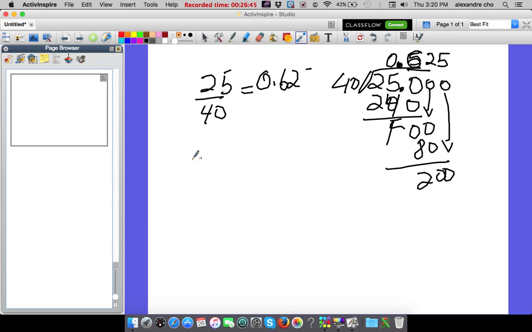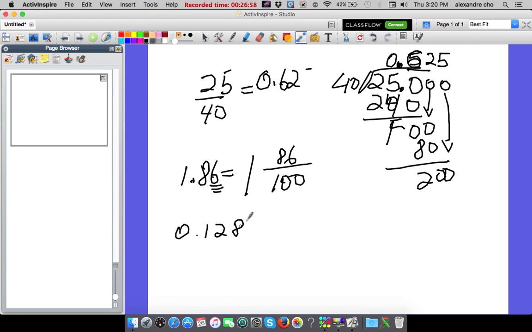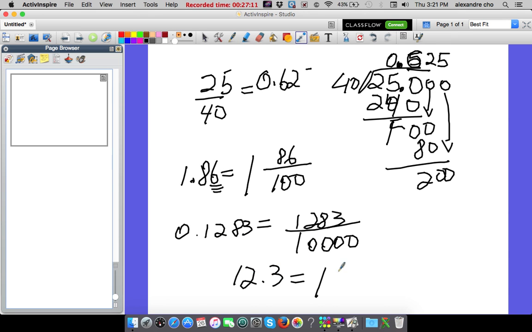4 and 7/8. Did I do that one? I hope so. 1.86 to a fraction. 1 is your whole number. 86 over 100, because the 6, the last digit, is in the hundredths decimal place. 0.1283 is simply 1283 over 10,000. Finally, 12.3. 12 is your whole number, and 3 over 10.